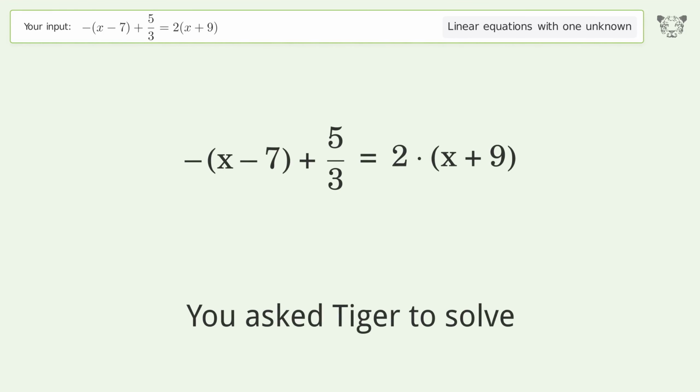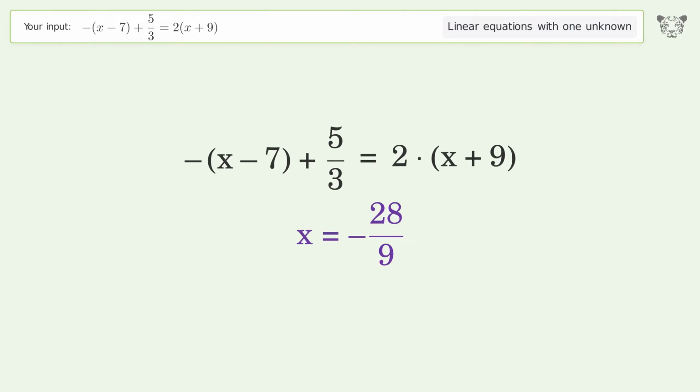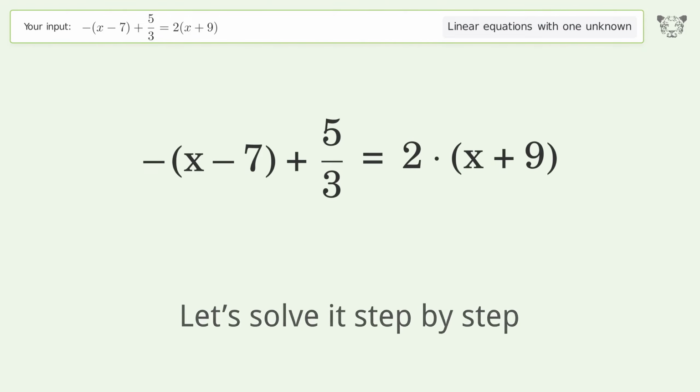You ask Tiger to solve. This deals with linear equations with one unknown. The final result is x equals -28/9. Let's solve it step by step.